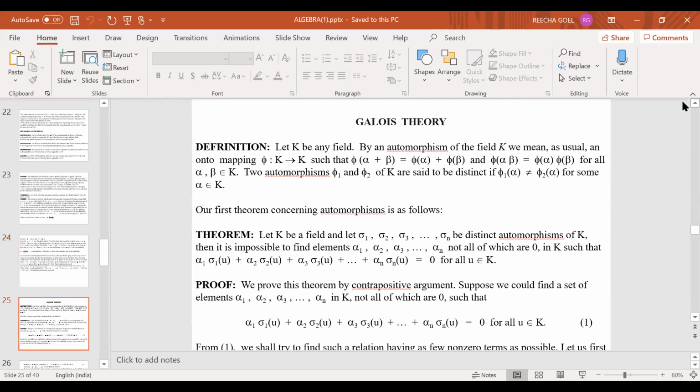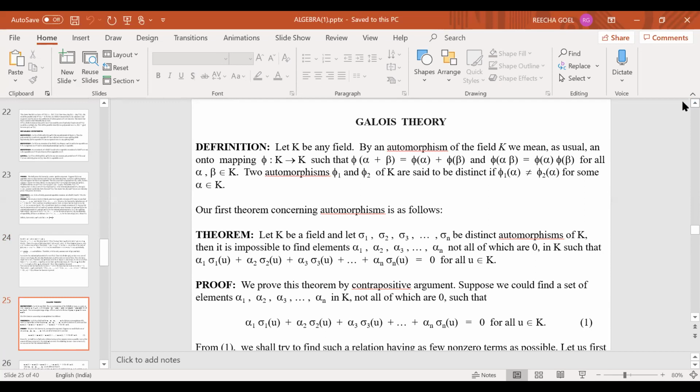Now we come to our main topic, that is Artin's theorem. You already have heard about isomorphism. What are isomorphisms in case of rings? They are nothing but one-one onto homomorphisms, from one ring onto another ring. But if we consider the same ring or field, then this particular isomorphism is called an automorphism.